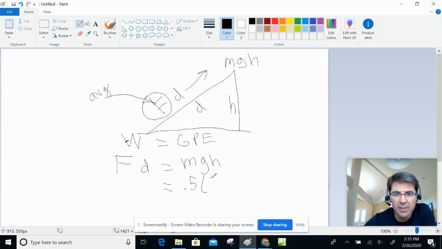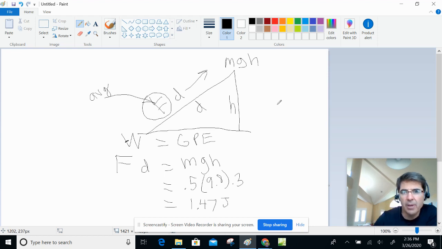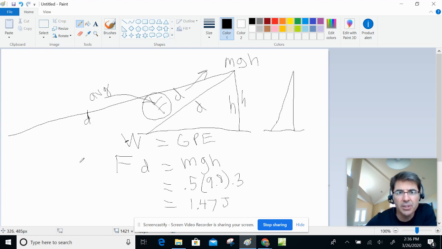Now the MGH is the same in each case. It's 0.5 times 9.8 times 0.3, and that equals 1.47 joules. And the distance changes though. If you have a ramp that's very steep, the height is the same, but the distance is much shorter, and so the force is much greater. Whereas if you had a ramp that was much longer, the height would still be the same, but the distance would be much greater. And so the force will change accordingly.